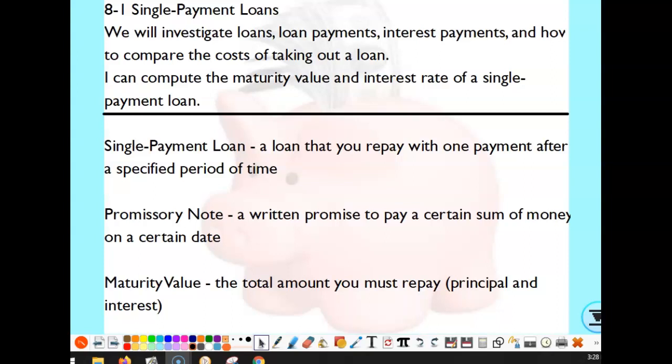Section 8.1 is all about single payment loans. So I just want to make a distinction between this section and all the other sections that we're going to be looking at.